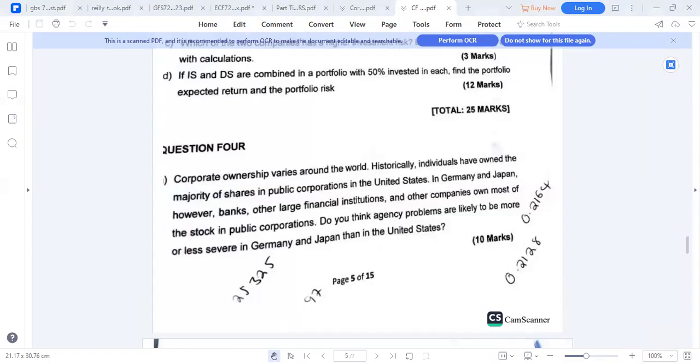Can somebody explain the agency problem? What is it all about?